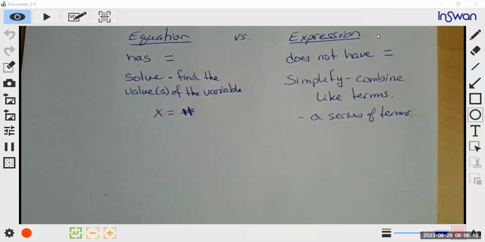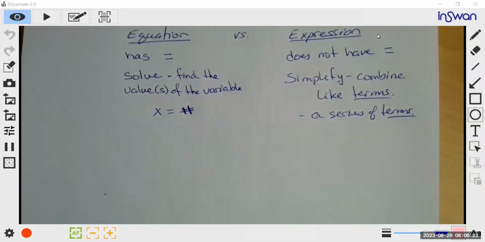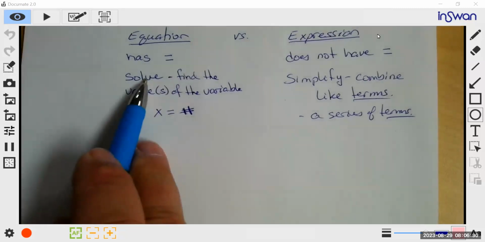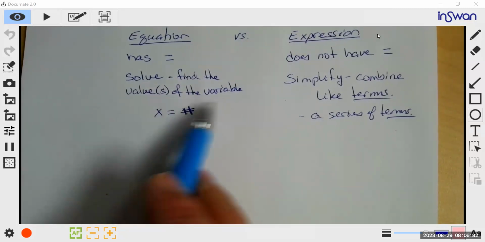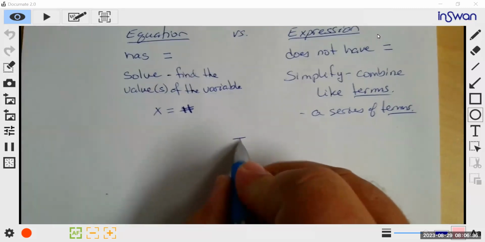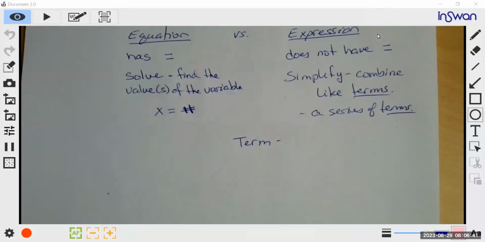Yes, you have a series of terms. Okay, and I used the word terms twice. What does term mean? No, that's a variable. A term. Good try though.